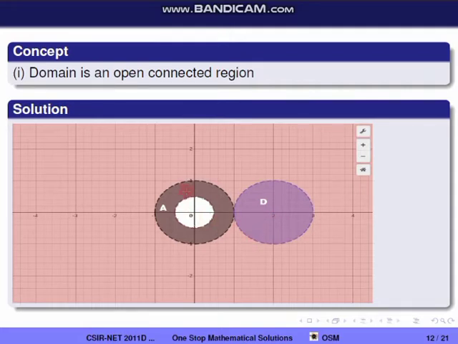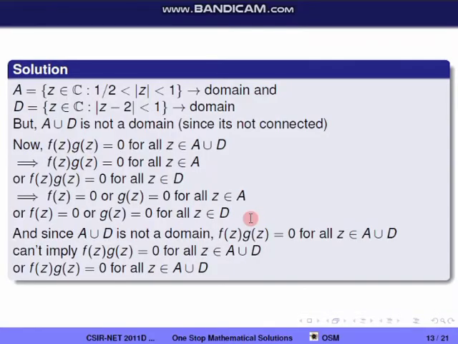So A union D is nothing but the union of these two regions, and we see that A is a domain because it is open and connected, and D is also open and connected, but A union D is not connected, so it cannot be a domain, because if we take a point in A and a point in D, we cannot connect them through any polygonal path. So A union D is not a domain. So now we'll move on to the question. That is what is written in the first three statements.